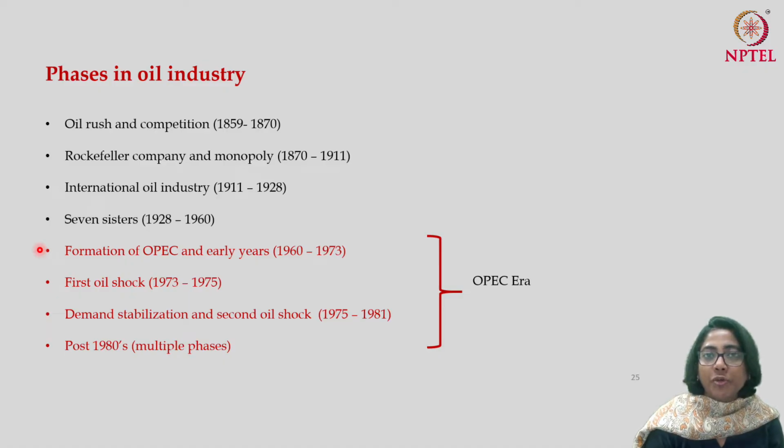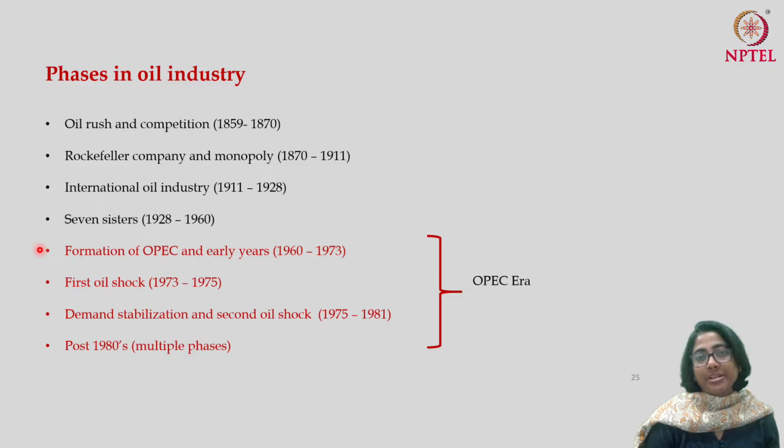One is the formation of OPEC and its early years, which covers 1960 to 1973. Then we speak about the 1970s, where the world experienced a couple of oil price shocks. And then we discuss the 1980s, where demand stabilization came into force, and more power for OPEC was realized in terms of supply determination and price fixing. And then we also talk a little bit about the last two decades.